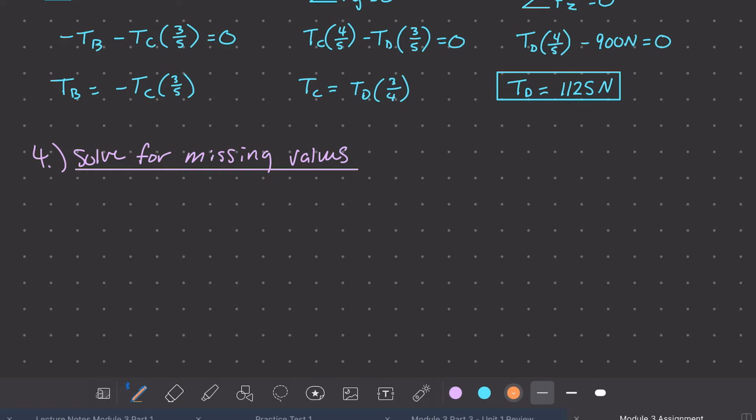So for TC, we will set that equal to TD, which is 1125 newtons, multiplied by 3/4. And we get that TC is equal to 843.75 newtons. And rounding to 3 significant figures, we get 844 newtons.